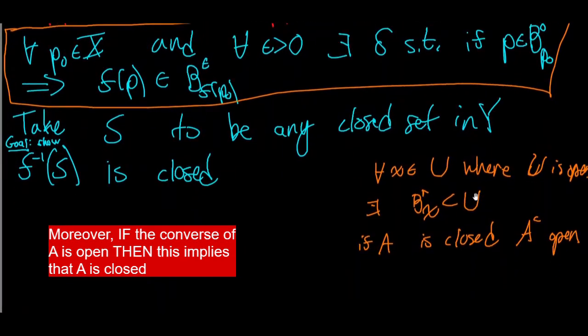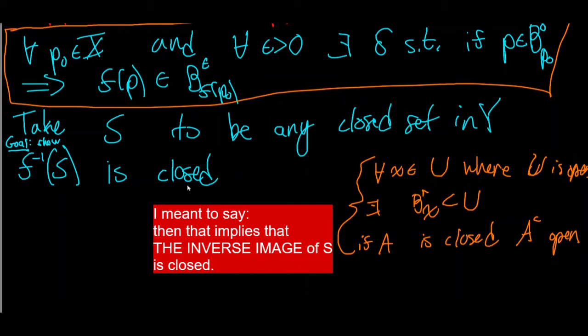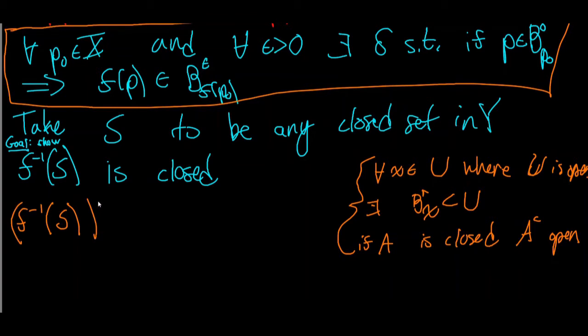So check this out. Given these two facts about open and closed sets and open balls, we can be motivated to consider the complement of the inverse image of S. If we can show that the complement of the inverse image of S is open, then that implies that the inverse image of S is closed. Let me say that again. If a set has a complement that's open, then that means that set is closed.